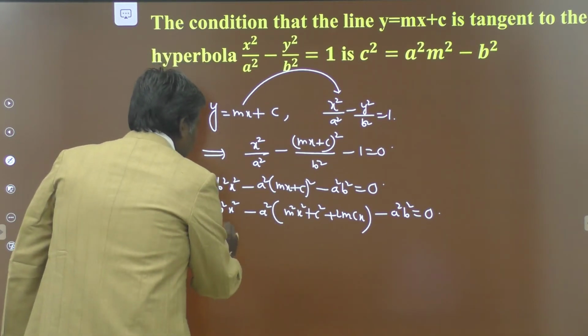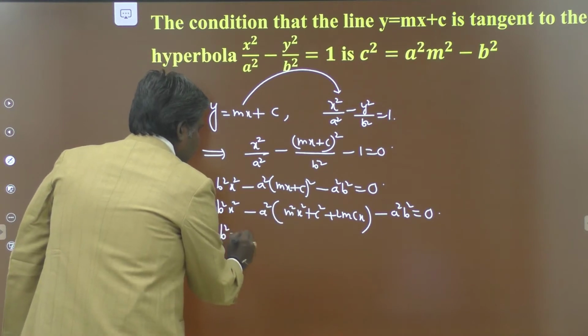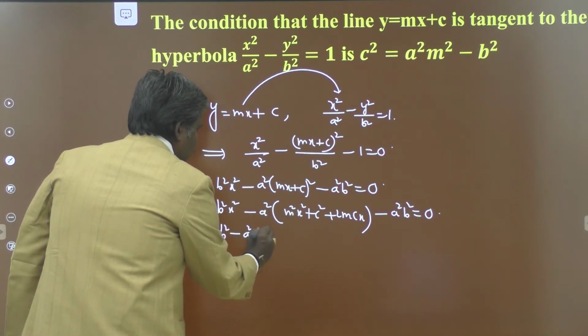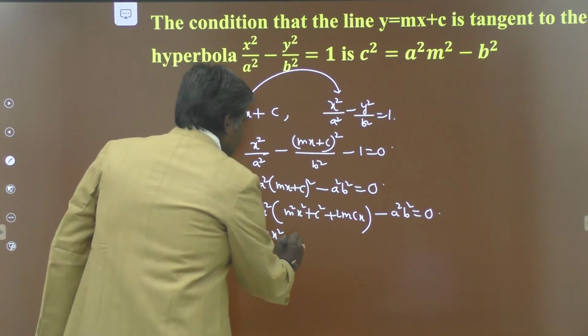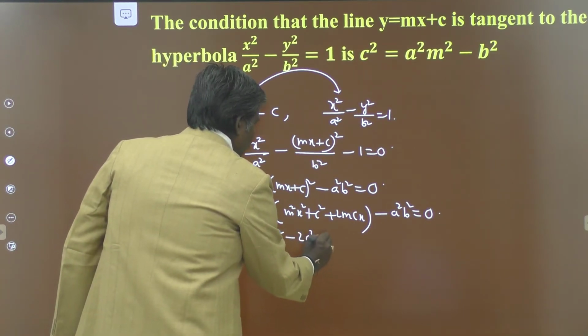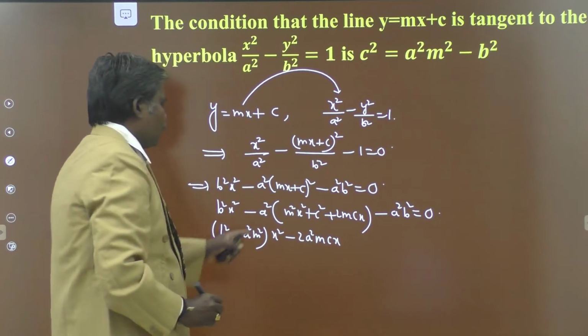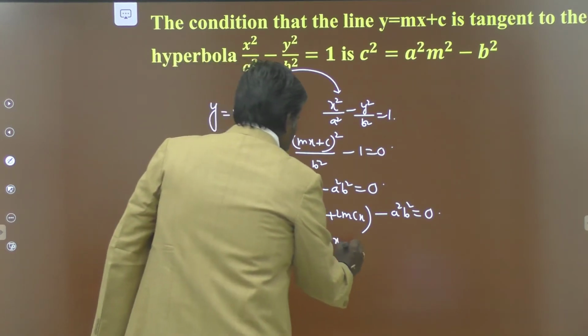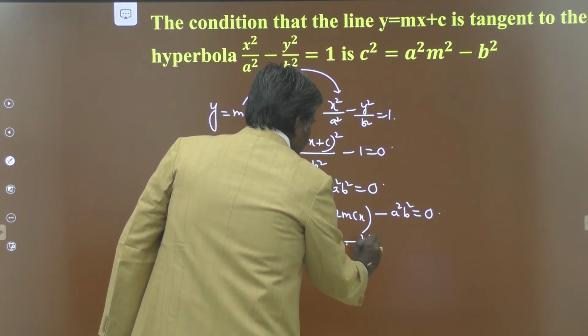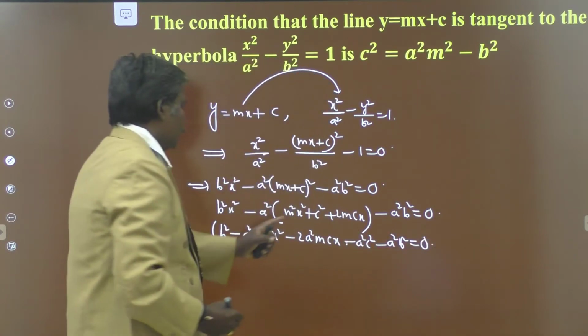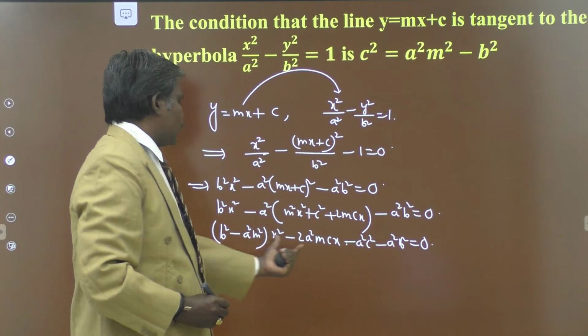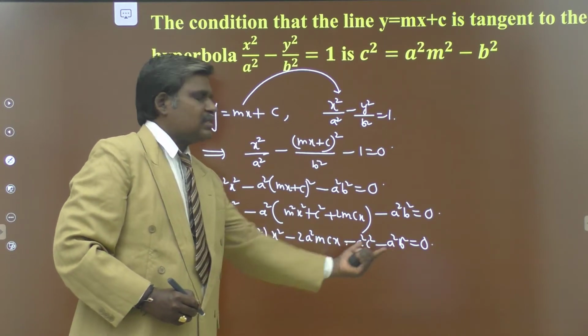How to write this one? (b square minus a square m square) times x square, again you have minus 2a square mc x, next minus a square c square minus a square b square equals 0. So this is the x square coefficient, this is the x coefficient, this is the constant.